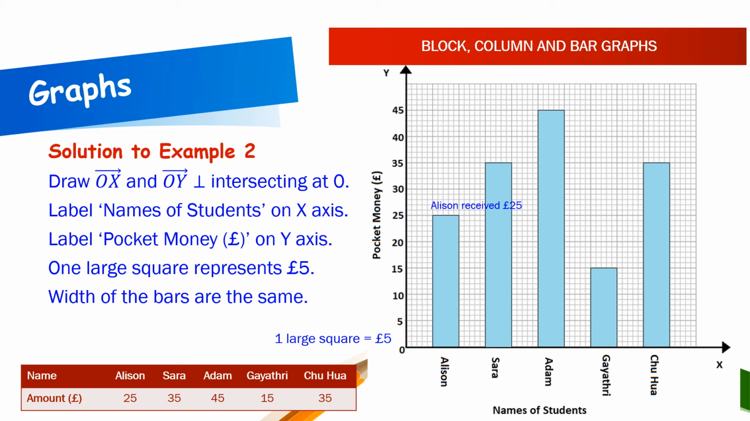As you can see from the graph, we have that Alison received £25, Sarah received £35, Adam received £45, Gayatri received £15, and Chu Hua received £35.